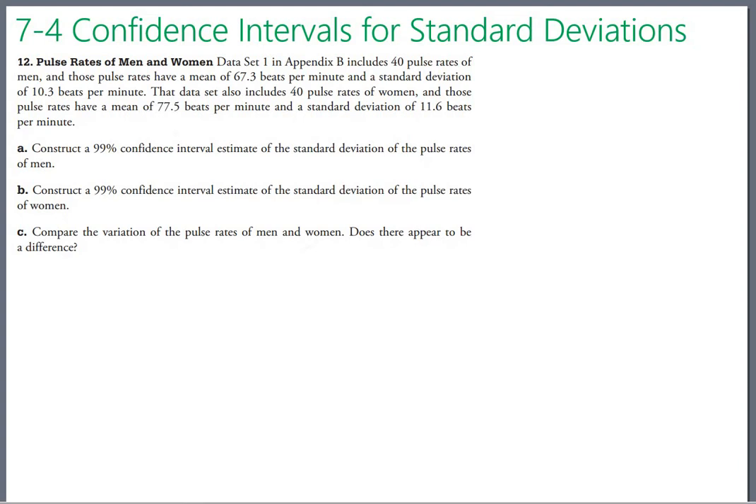So this is number 12. And it says this data comes from Appendix B, but you don't actually have to look back there because they give you all of these summary statistics right here. There's a lot of numbers, so let me jump down to letter A and see what we actually need. Construct a 99% confidence interval estimate of the standard deviation of the pulse rates of men.